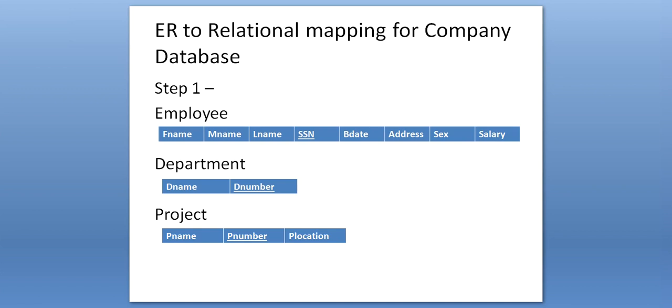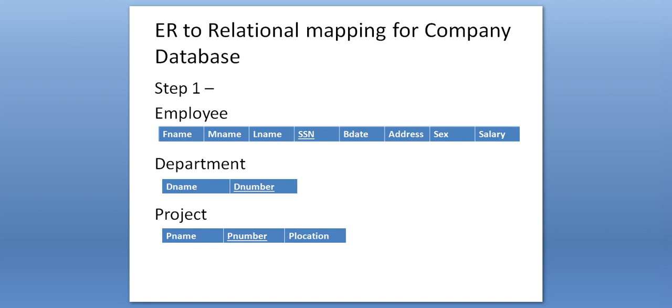Here I have made some changes in the attribute names, but you can use the same names that we used in the ER diagram, or you can change them. Okay, so department has two attributes, dname and dnumber. From the ER diagram, we see that we have two keys, name and number. From these two keys, you have to select only one and use it as the primary key.